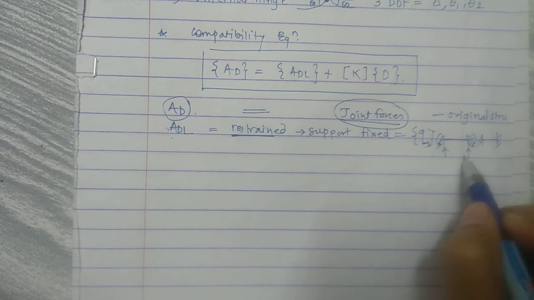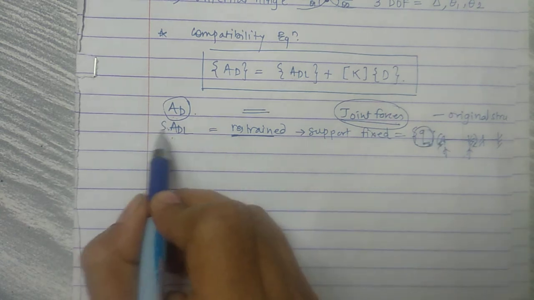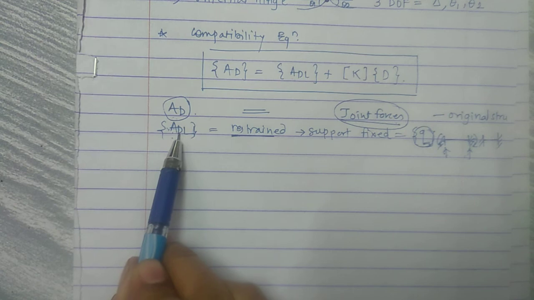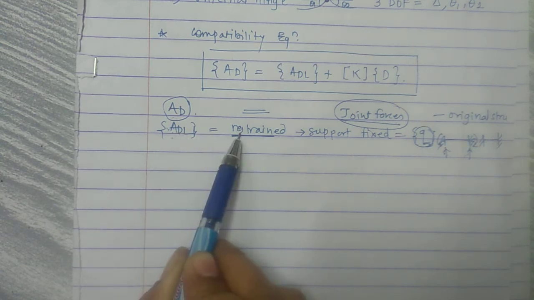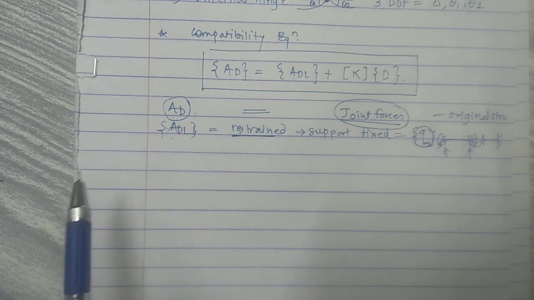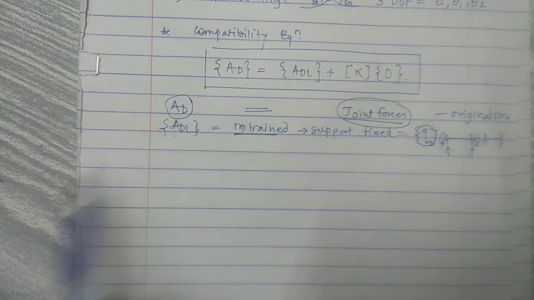So these reactions and moments are the actions corresponding to the displacements of that element, and the same meaning applies here for this ADL matrix: action corresponding to displacement in the restrained structure. That is the fixed support beam, the fixed end beam. So this is the meaning of ADL.